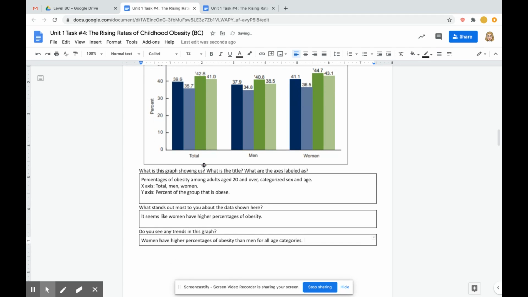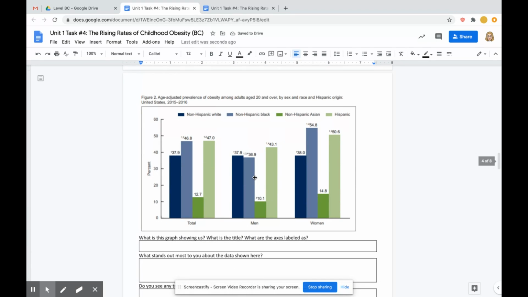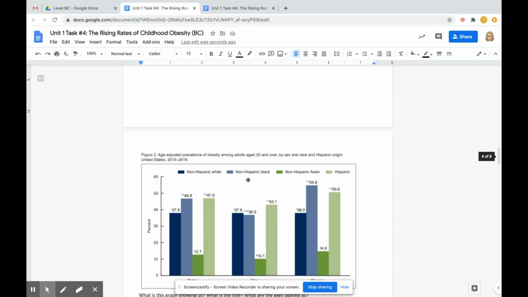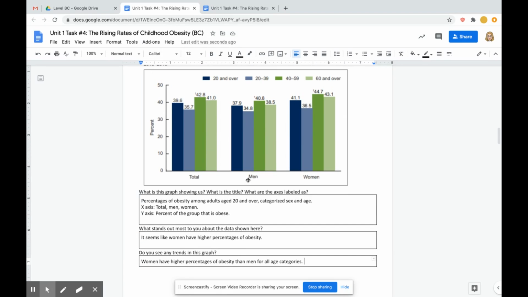So for the rest of the task, you have similar problems where you're going to be interpreting graphs and answering similar questions. So hopefully this set you up well to answer those questions on your own.